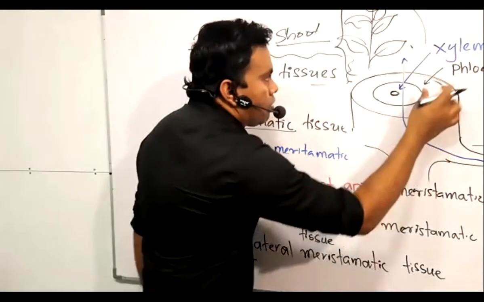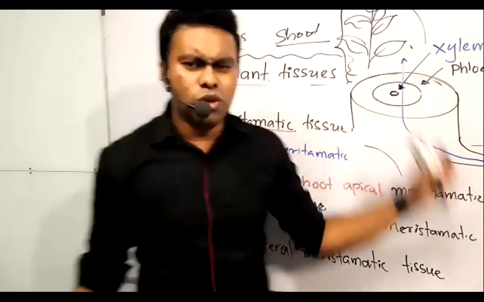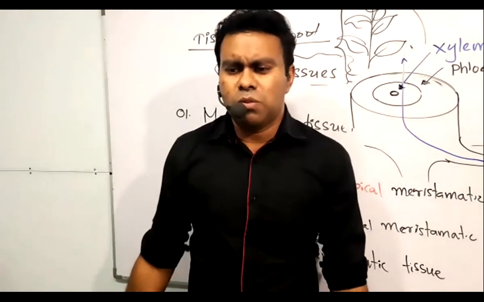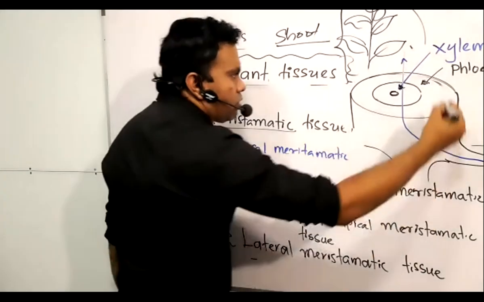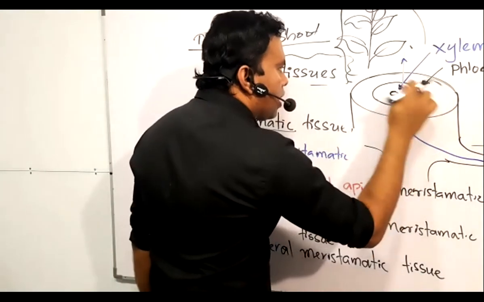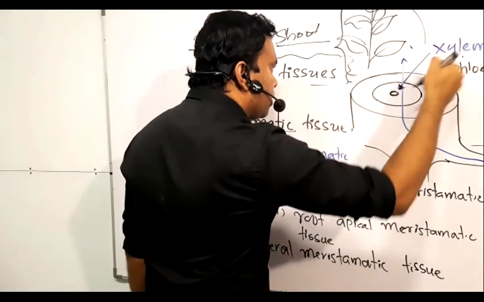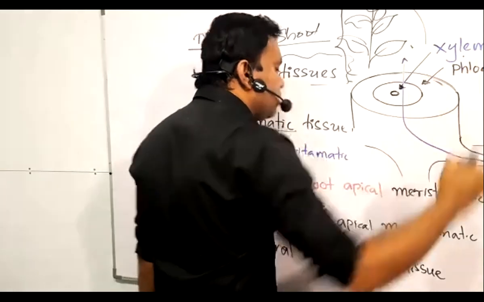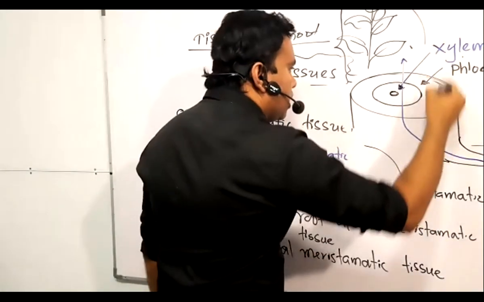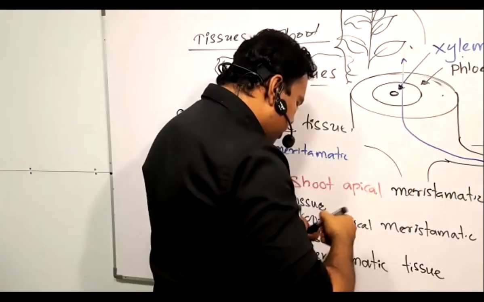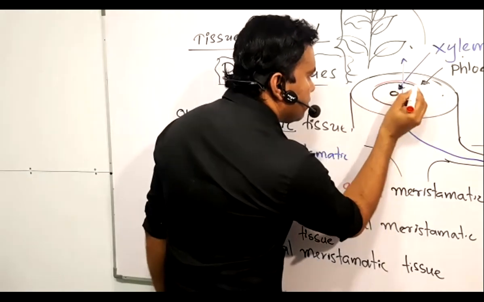Look at this. Someone may think, what is he explaining? We already know that. But look at this. This is phloem tissue and this is xylem tissue. Xylem is specialized to conduct water. Phloem is for food translocation. And in between them, there's a cell layer.